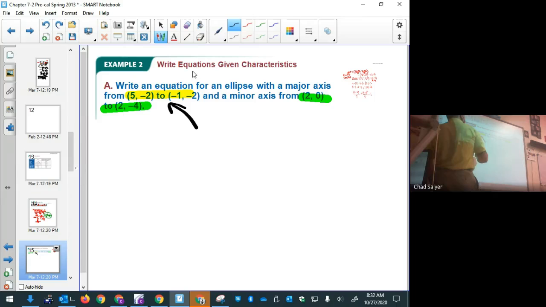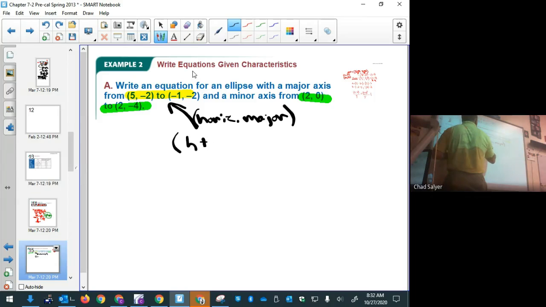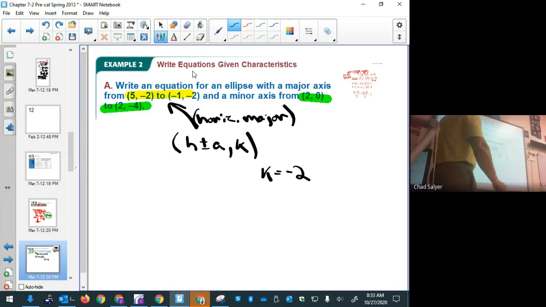So the major axis here, notice it varies on the x. So the x values are the ones that are different. So that tells me it has a horizontal major, which means the bigger denominator is going to be under the x, just from looking at these two values. And I also know that this is going to be h plus or minus a, comma k. So I've got kind of a little system of equations here to solve. First of all, I see that k equals -2. That's no problem. But then h plus a is going to be the bigger of these two, and so that's 5. And h minus a is going to be the lesser of these two, and so that's -1.